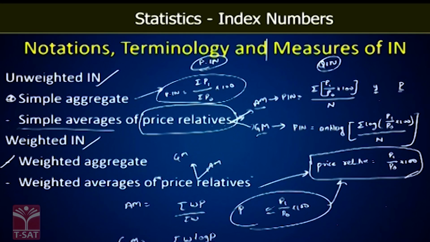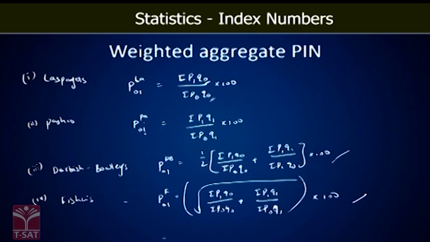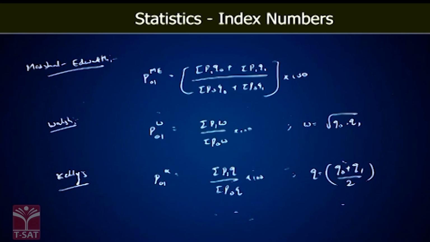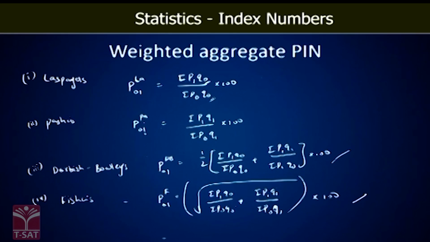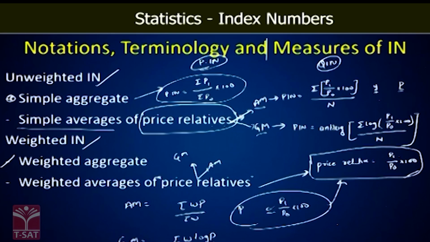And next we have weighted aggregate. In the weighted aggregate we have seen 7 formulas in total: Laspeyres, Paasche's, Drobisch, Fisher's, Marshall-Edgeworth, Walsh and Cayley's. These formulas are very important. Direct questions come from these formulas. Next we have weighted average of price relatives.